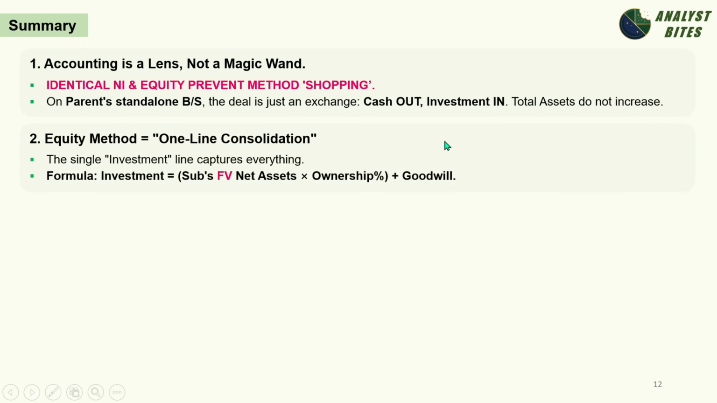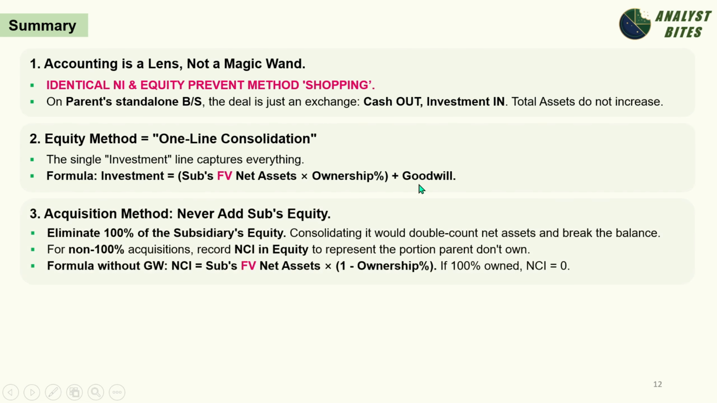For equity method, remember the one-line rule. The investment account is a three-in-one package that already includes the book value, the fair value adjustment, and any potential goodwill. Acquisition method. Under line-by-line consolidation, assets and liabilities will expand. But remember, never add the subsidiary's equity to the parent equity. Without goodwill, the difference is balanced by the NCI account.